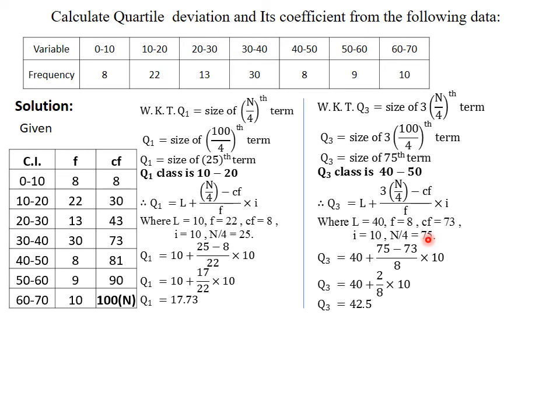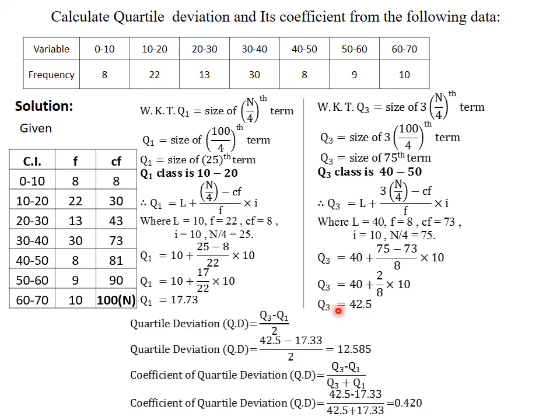Now substitute all the values in the above formula. So L is equal to 40 plus 3 times n by 4, which is 75, CF is 73, F is 8 and I is 10. Now simplify this term, which is nothing but 2 by 8. Then 2 into 10 is 20. 20 divided by 8 is 2.5. Add with 40, which is 42.5. This is the value for Q3.